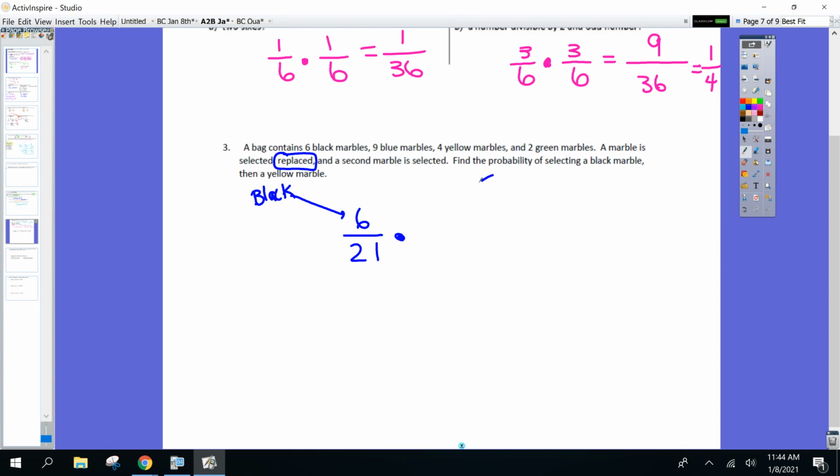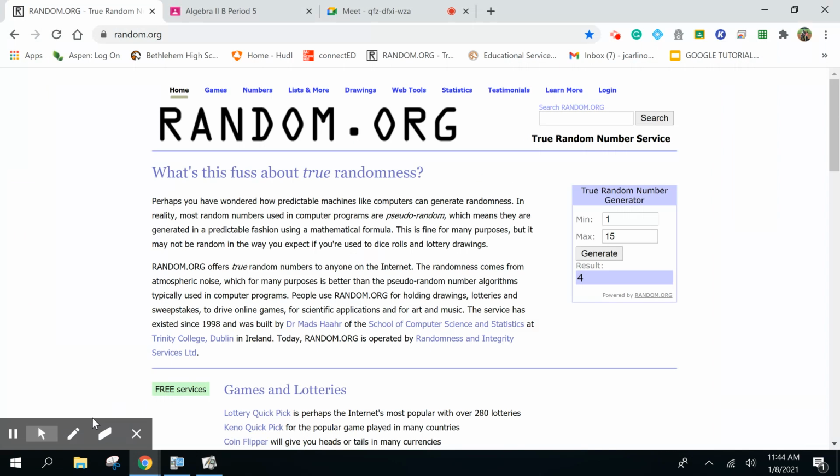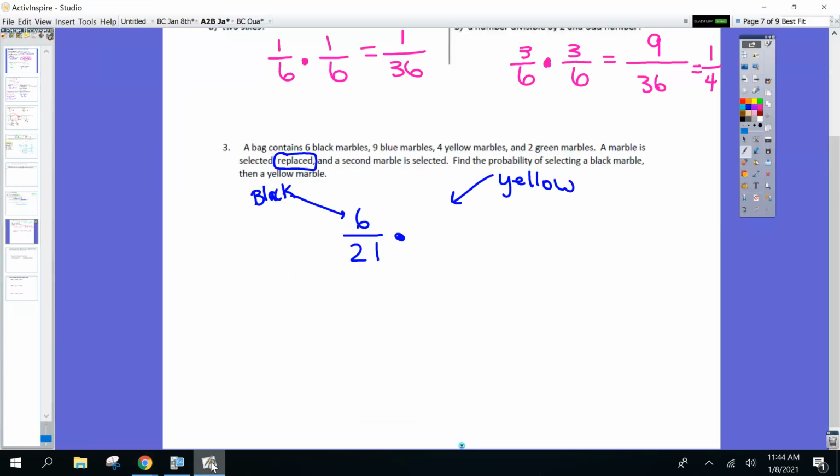Now let's go yellow. What are your chances of a yellow here? Anna? 4 out of 21. Now, Anna, quick explanation to your classmates. Why is it still 21? Because you put the marble back. Correct. I put it back in the bag. That may not be the case coming up. Good job, Anna.